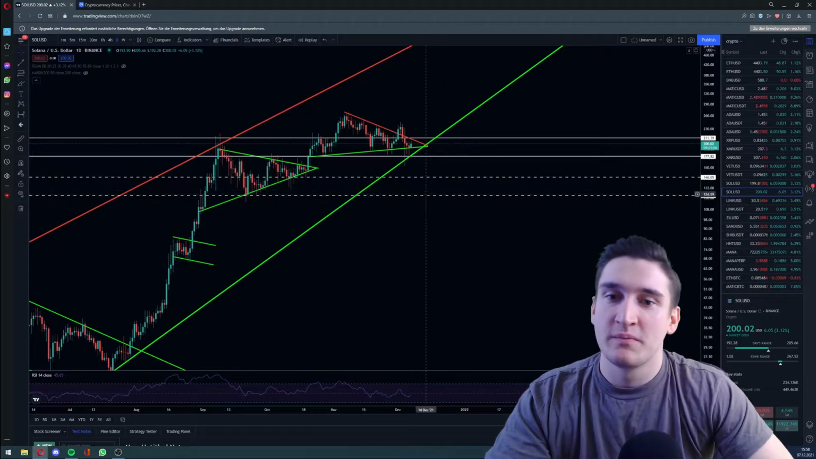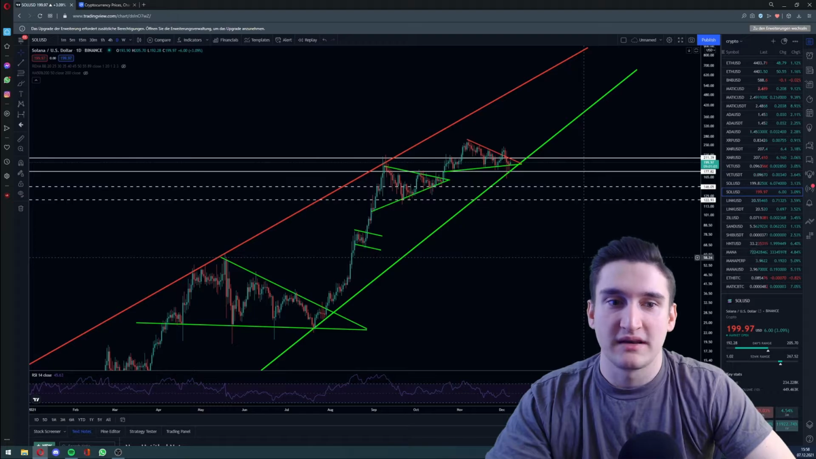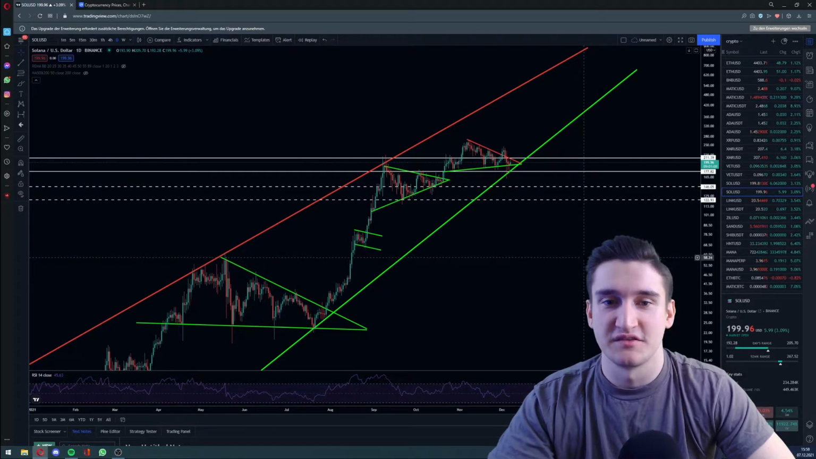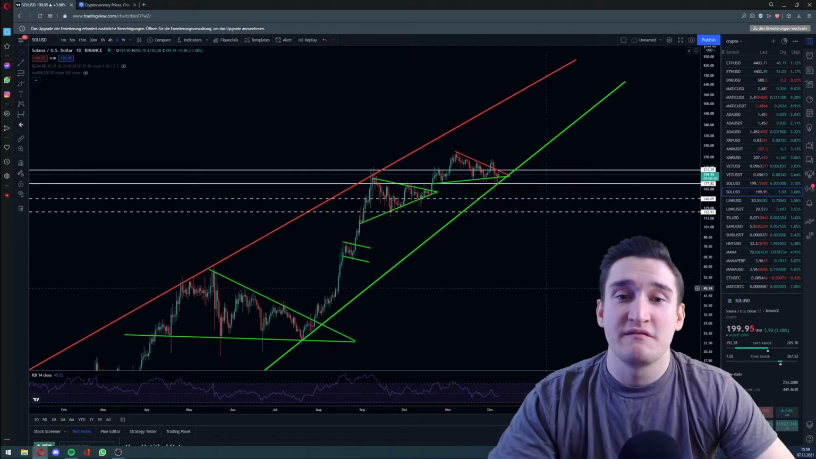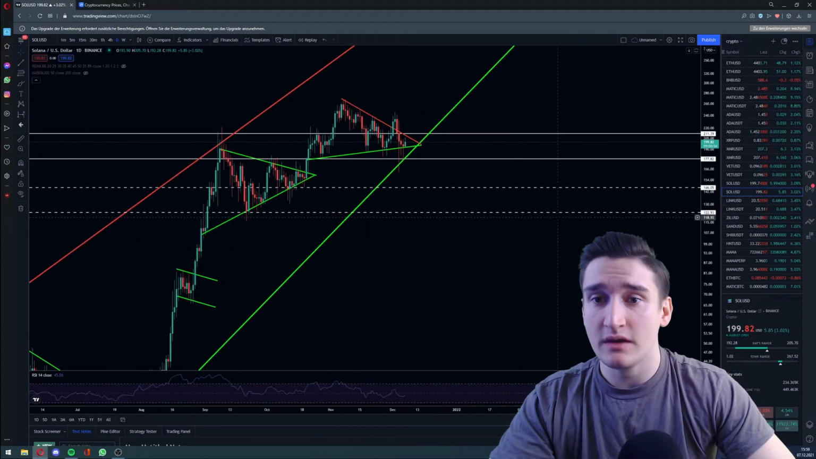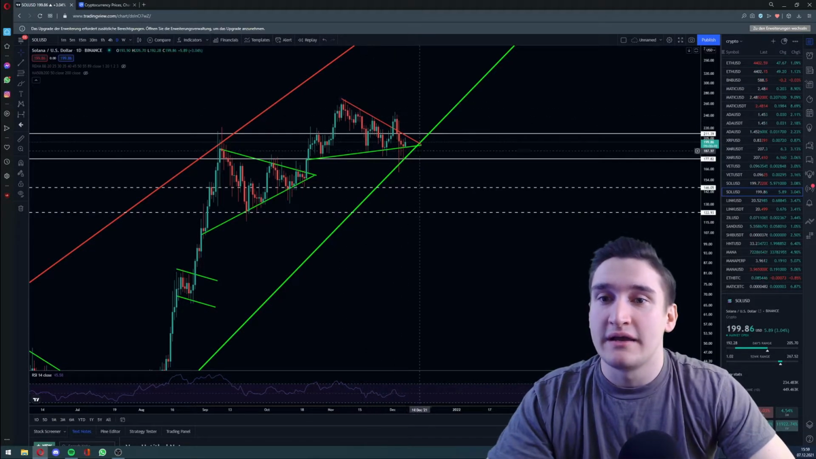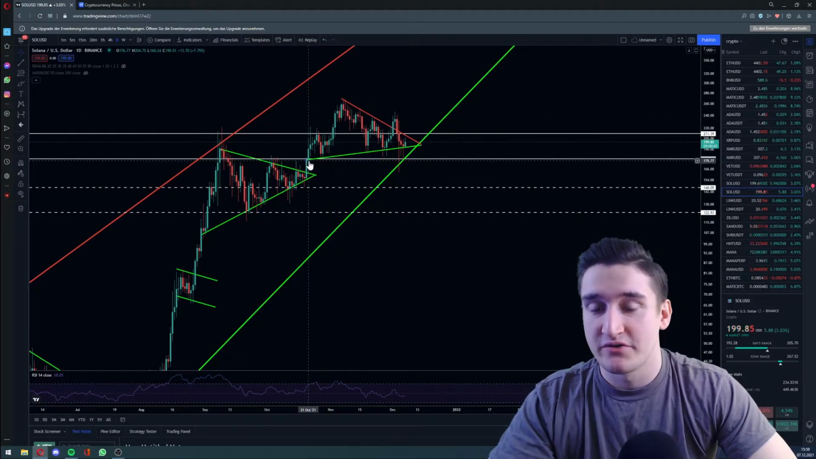But if we break down below that, the next very big horizontal resistance for us would be something like $50 to $60. That would be a very, very big breakdown we don't want to see happening for Solana. So we will maybe have a look at the smaller time frames to see if there are any good chances to break that symmetrical triangle to the upside.